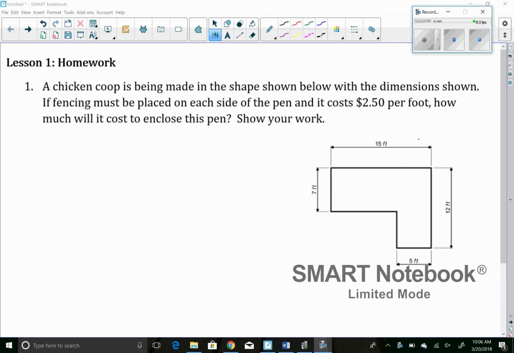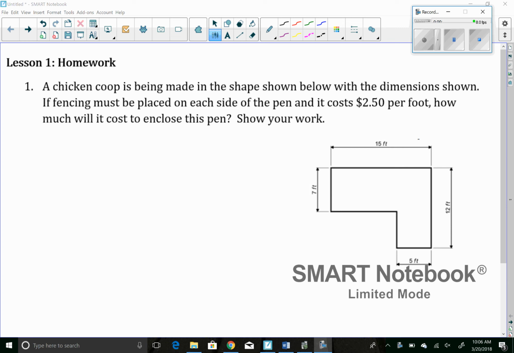All right, everybody, welcome to lesson number 1 video for our new chapter, chapter 7, on extending to 3 dimensions. So in this first lesson, we're just doing a quick review of some of the things that we learned about area and perimeter from middle school and from Algebra 1. So let's take a look at this first question.